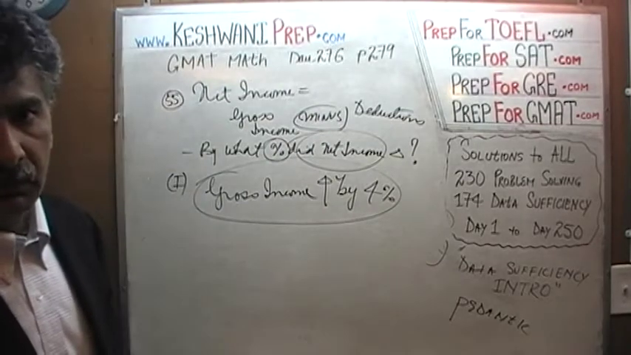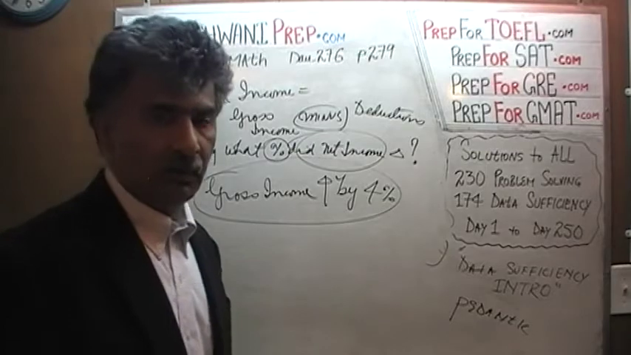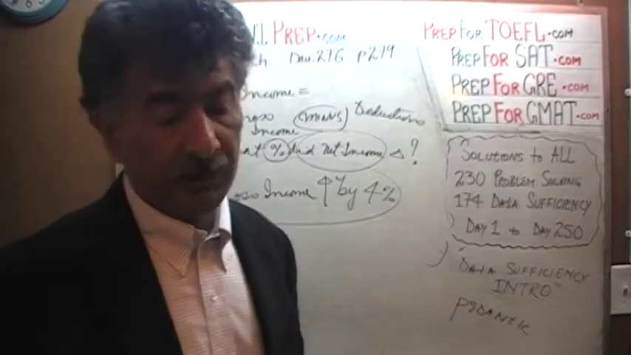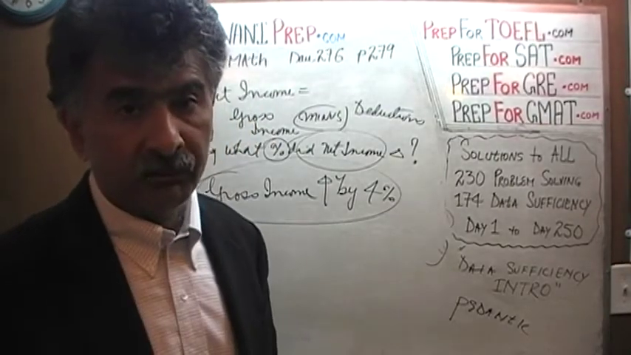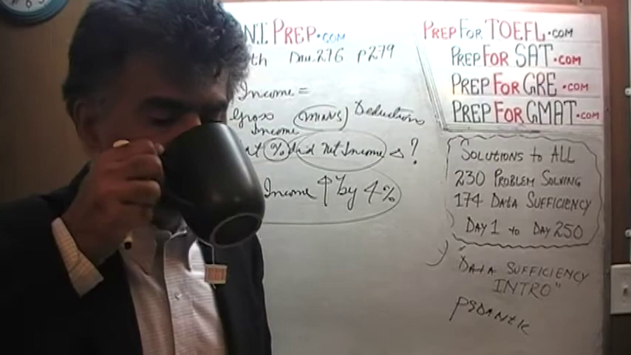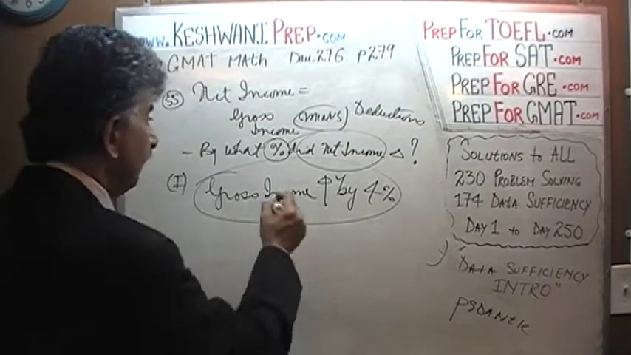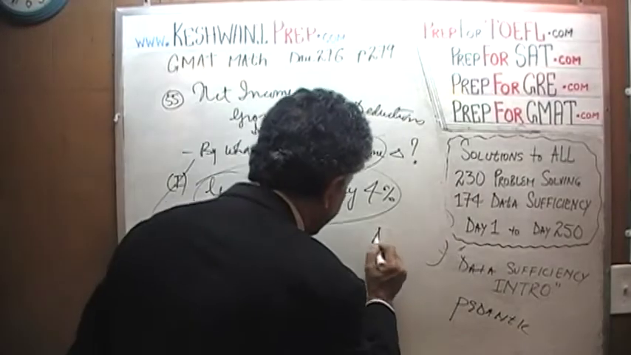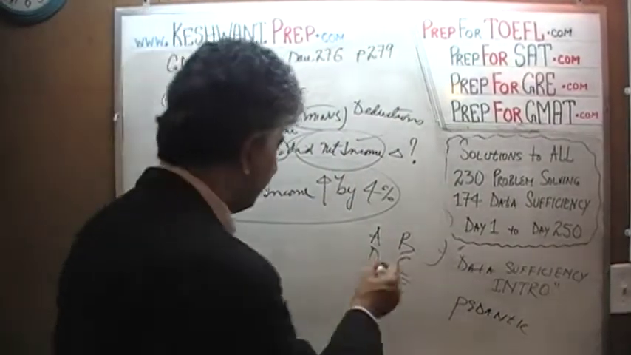Of course not. That's silly. Simply knowing the change in gross income is not going to tell us what happened to our net income until we know something about the deduction. Even if we knew what happened to the deduction, we would still have to know the figures, dollar amounts, in order for us to figure out the percentage change in the net income. The first statement is not sufficient. A, D, B, C, E. The answer cannot be A or D.